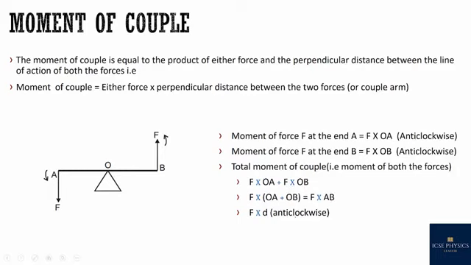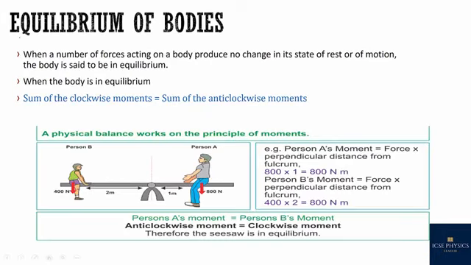So when we have to take the turning effect or torque of a couple, then remember just one force into the distance between the two forces. That is the moment of a couple. Now what is equilibrium of bodies? As the name suggests, equilibrium means equal, right? When a number of forces acting on a body produce no change in its state of rest or motion, the body is said to be in equilibrium.